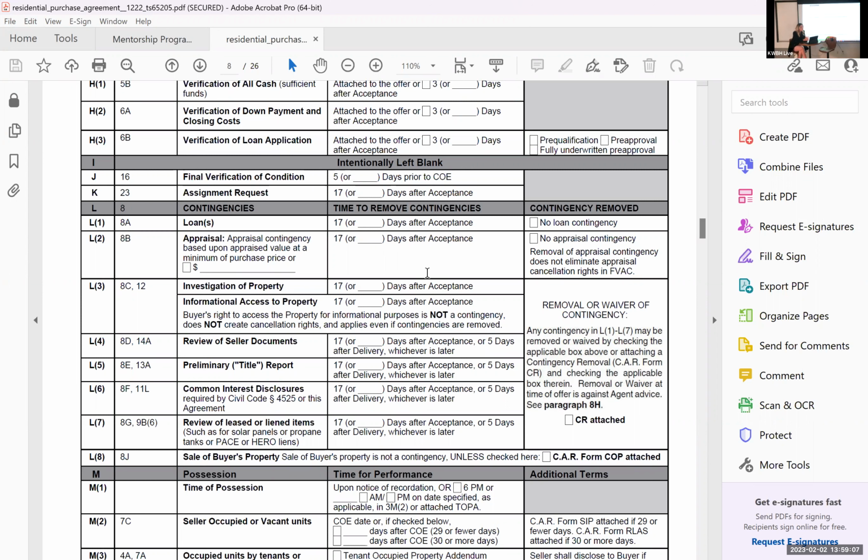I never want to see you guys have appraisal and loan with the same time frame. So the most standard for appraisal is 14. The most standard for loan is 17. Okay. Can you do less? That's up to the mortgage professional. It does make your offer more attractive.